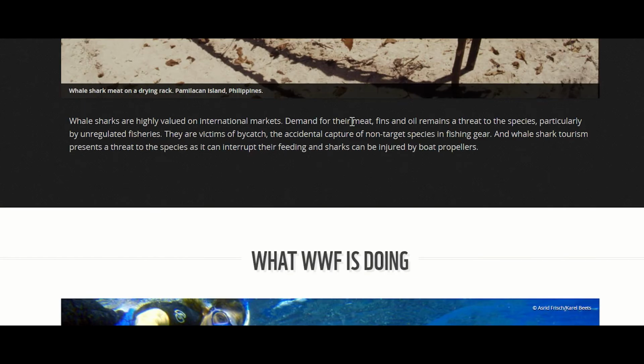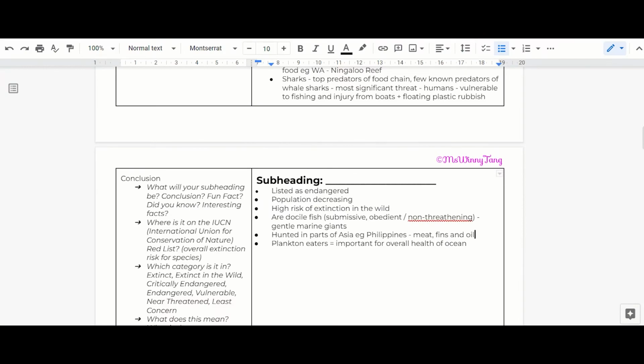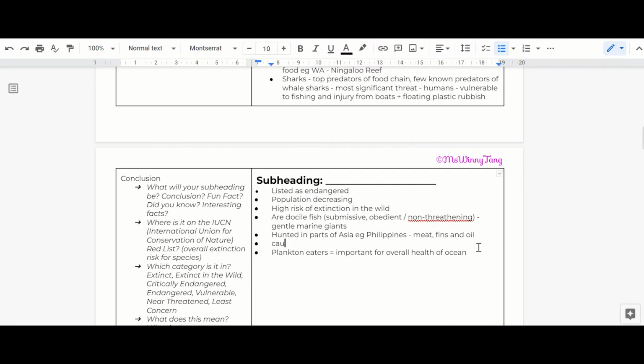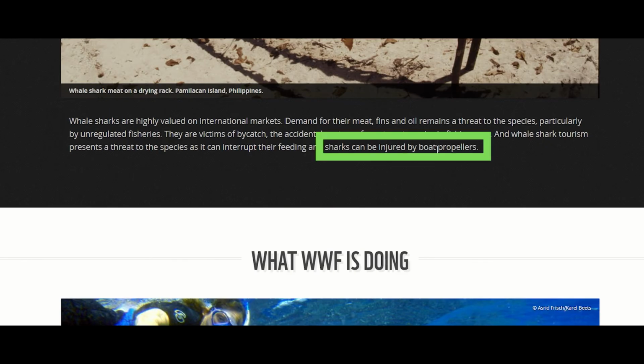Okay, so now we've got some more information on why they're being hunted. So they're being hunted for their meat, fins, and oil. Okay, and they're also victims of bycatch, which is the accidental capture of non-target species in fishing gear. So they get injured by boat propellers.